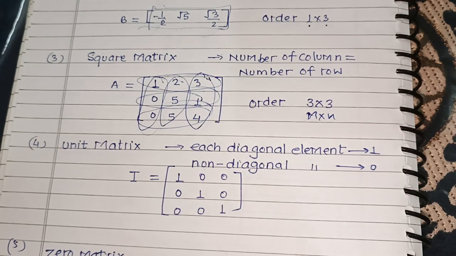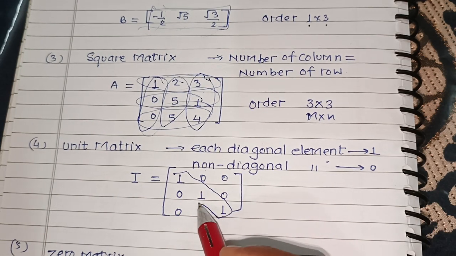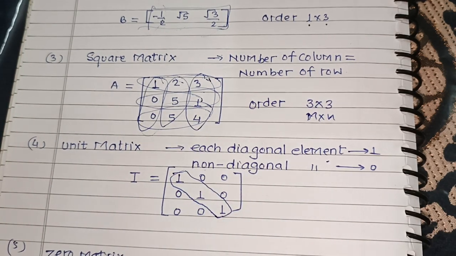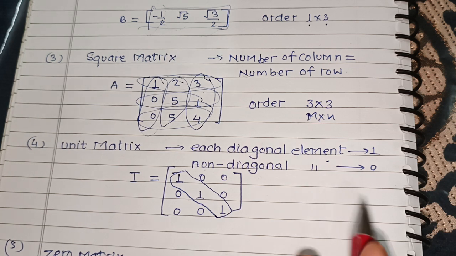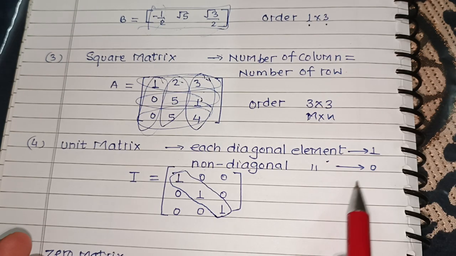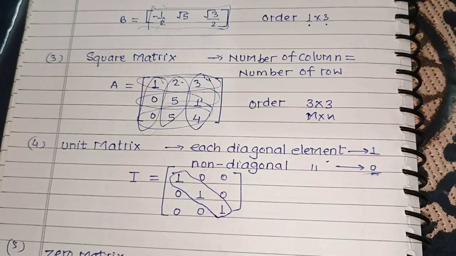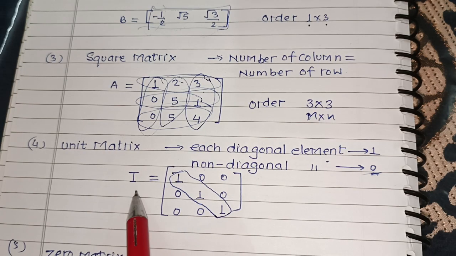Now unit matrix. This is called the diagonal. Each diagonal has elements of 1, and the rest of the elements are called non-diagonal. These non-diagonals have the value of 0, you can see, so this is called unit matrix and it is denoted by I.